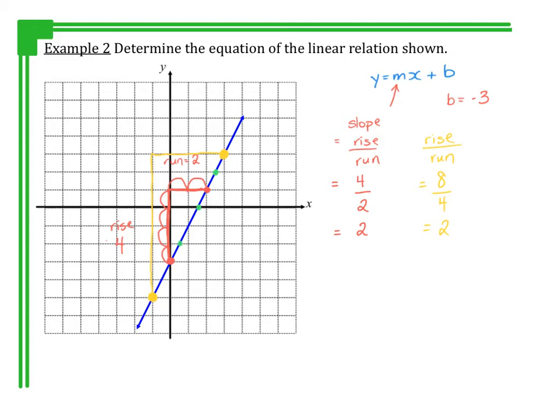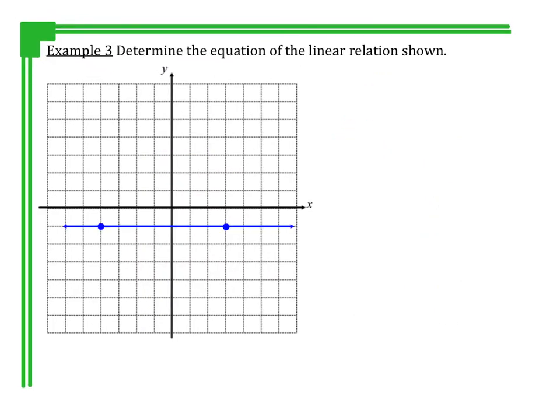Okay? Let's write down the final answer to this question. The equation of this line is going to be y equals, we had a slope of 2, so that goes in place of m, and we had a y-intercept of -3, so that goes into the place of b, and we get this equation, y equals 2x minus 3.